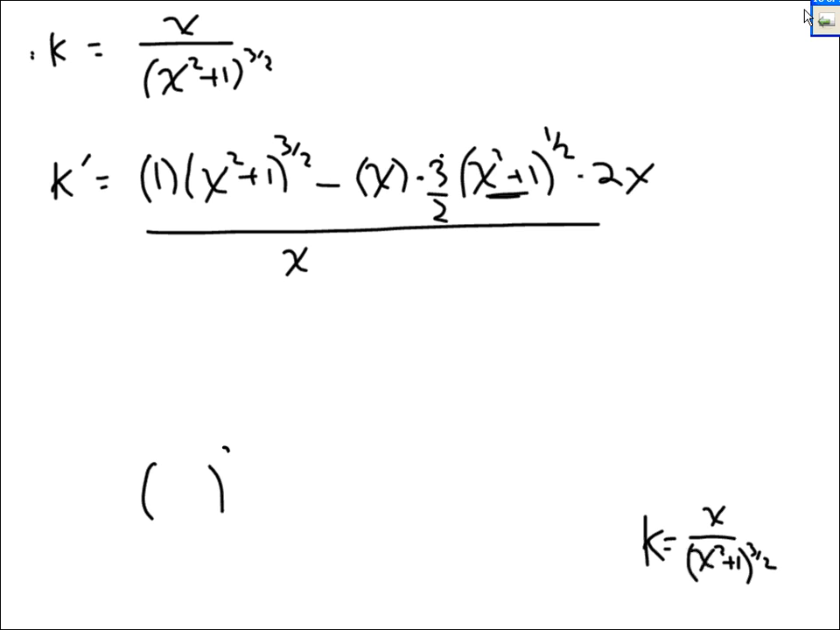You have something to the 3/2, and then you square it. Well, there's a something. When you multiply the exponents, the 2's cancel, and you get the something cubed. That is, it's x squared plus 1 to the 3rd power. Okay, let's clean this up and see where it equals 0.